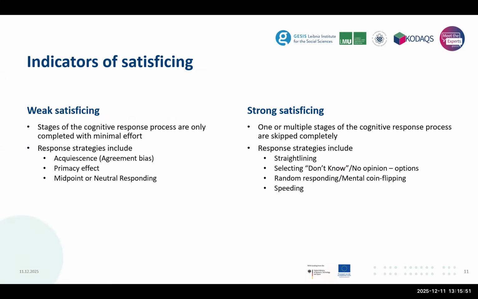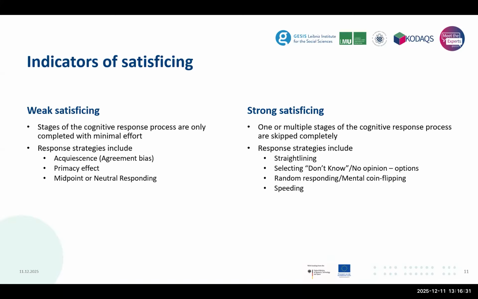When we think of indicators of satisficing, there is a differentiation made between weak satisficing and strong satisficing. When we talk about weak satisficing, it means that the stages of the cognitive response process that I presented earlier are completed, but they are only completed with minimal effort or very superficially. This weak satisficing can manifest itself in different response strategies. They include, for example, acquiescence, which is an agreement bias, meaning that respondents tend to agree with statements instead of coming up with arguments why they would not agree with a given statement.